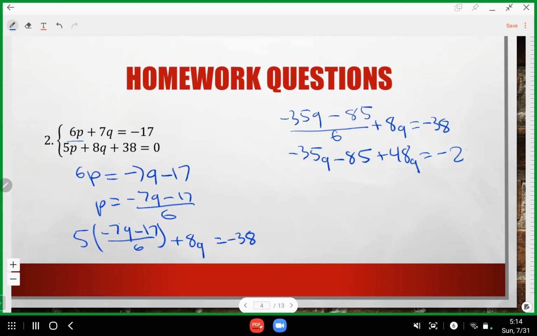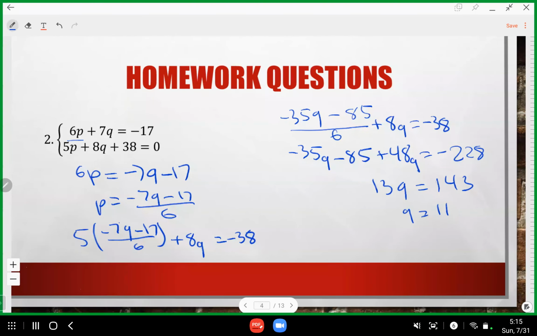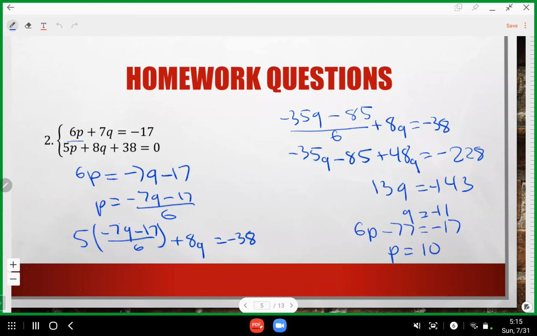Yeah, I think so. All right, and then move the negative 85 to the other side. Then you get 13q on this side, and 143. And then you still get q is equal to 11. Do the same thing. You can substitute in q as negative 11, and then get the same result, right? All right, very good. Let's do the third one now.